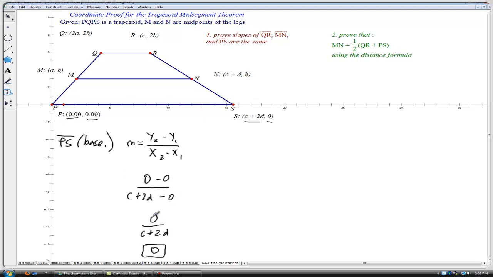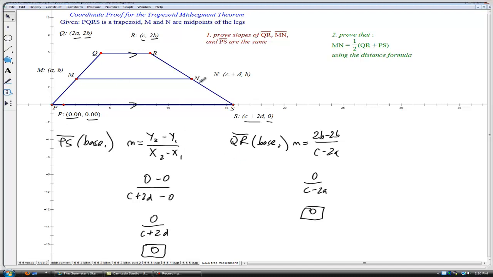And we see that our numerator becomes 0 when we're finding the slope of a horizontal. And so no matter what our denominator value is, as long as it's not 0 also, which it's not because distance is always positive, so we know this is a positive measure, we will get a slope of 0. And now let's get slope of base 2, QR. So for my change in y value, I will subtract 2b from 2b, and for change in x, c minus 2a. Again, this distance is always positive. Our numerator becomes 0, so we have again shown algebraically that our two bases are parallel.